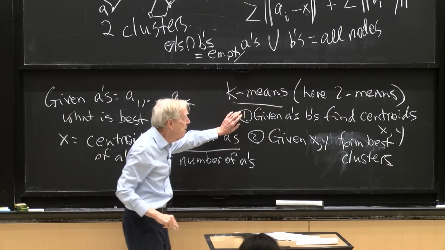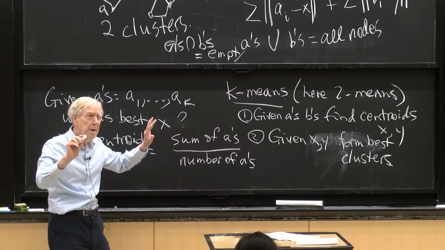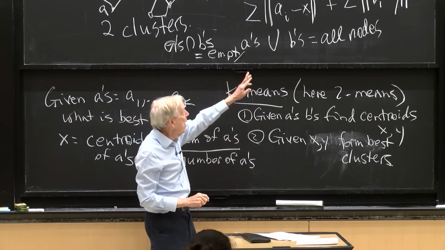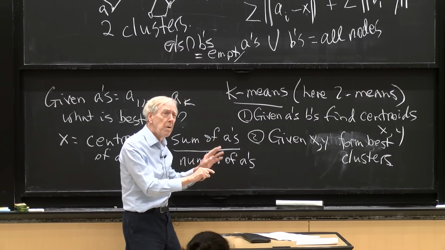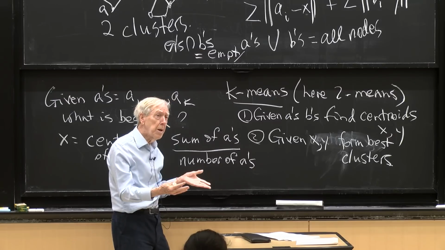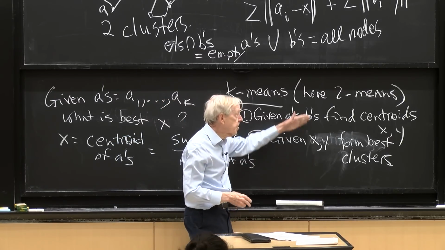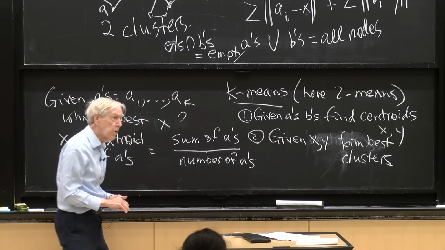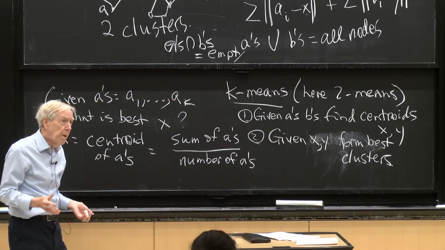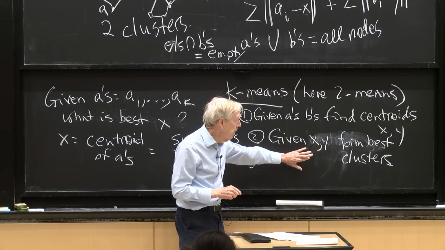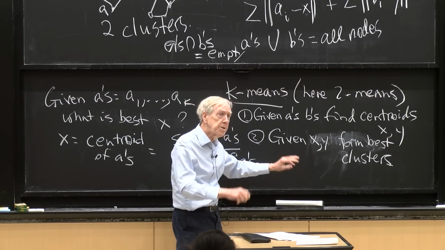Okay, so step one, we had a guess at what the best clusters were, and we found their centroids. Now we start with the centroids and we form new clusters again. And if these clusters are the same as the ones we started with, then the algorithm has converged. But probably won't be.